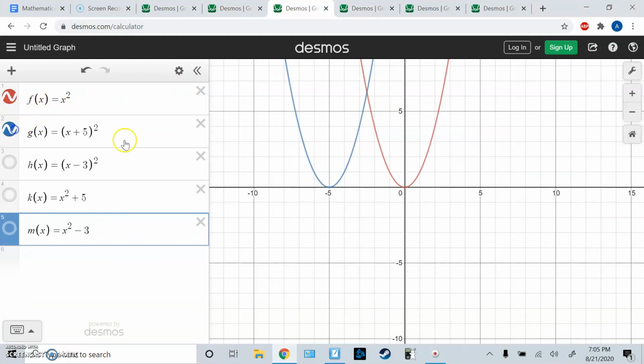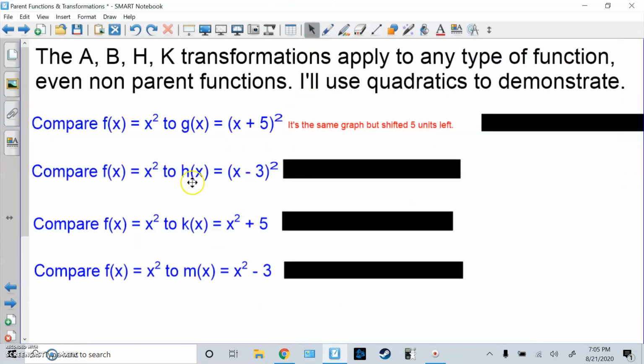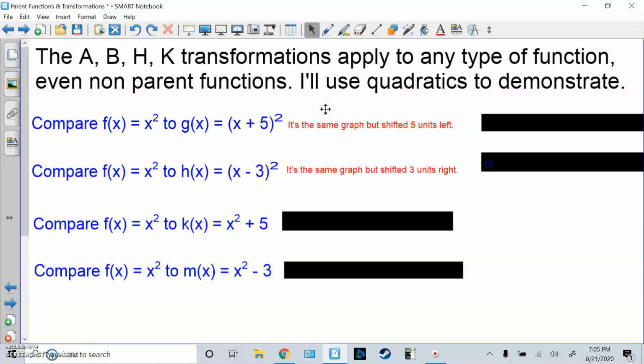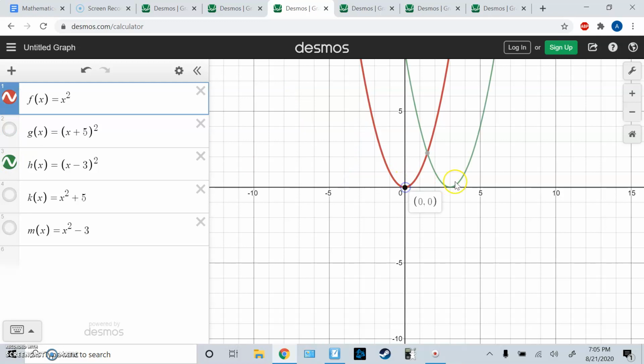X squared compared to x plus 5 squared. So it's the same graph. It started from 0, 0, but now went left to negative 5, 0. Alright, so to x minus 3 on the inside, minus on the inside, that's h. Opposite, so it's really plus 3. Plus 3 means right 3. So if I turn this off, turn this on, it's the starting picture, the parent function, just right 3 units.